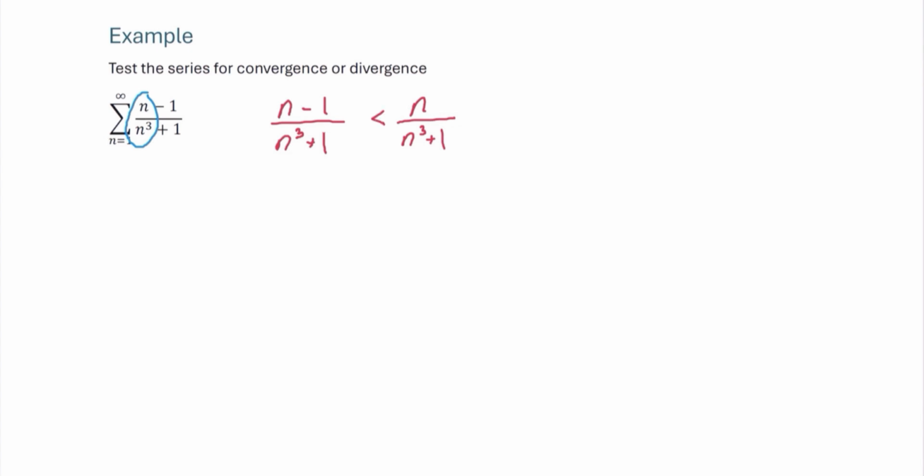Well, what else will make the fraction bigger? If we remove the plus 1 from the denominator, that will make the fraction bigger. And we know that this is 1 divided by n squared, which is a p-series. And in this case, p is equal to 2, which is bigger than 1, which means it converges.